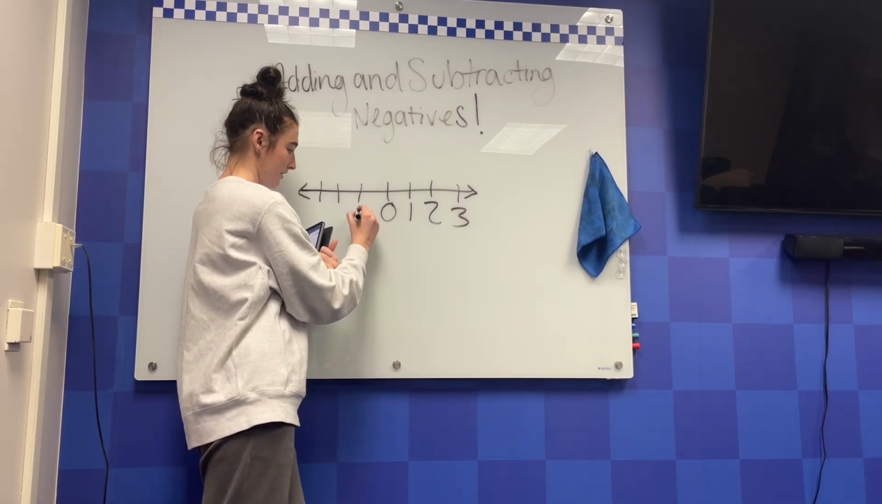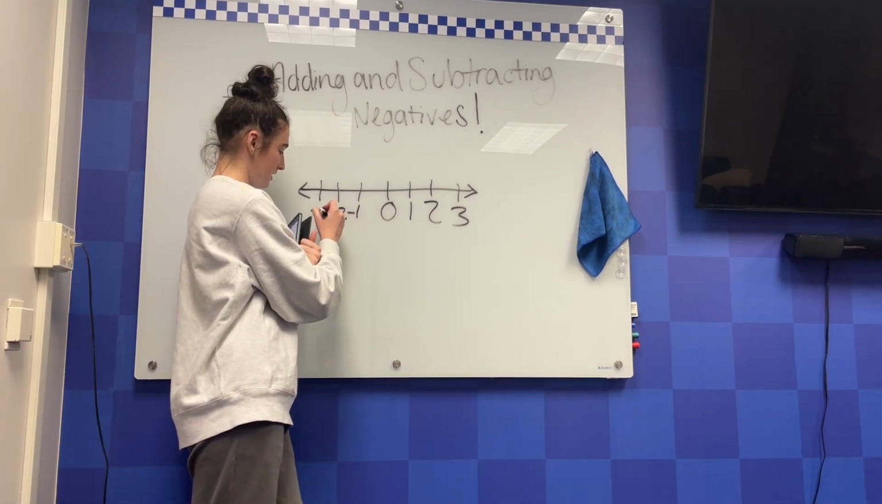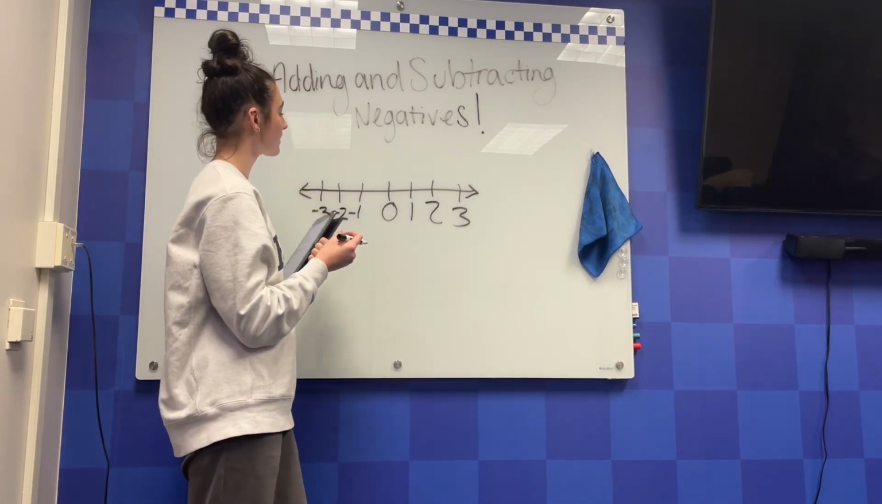So this would be -1. So that's 1 below 0. And then -2, -3, and so on. The same way you count positive numbers.